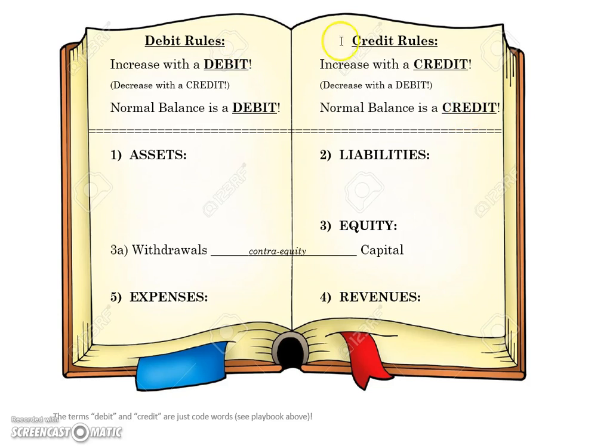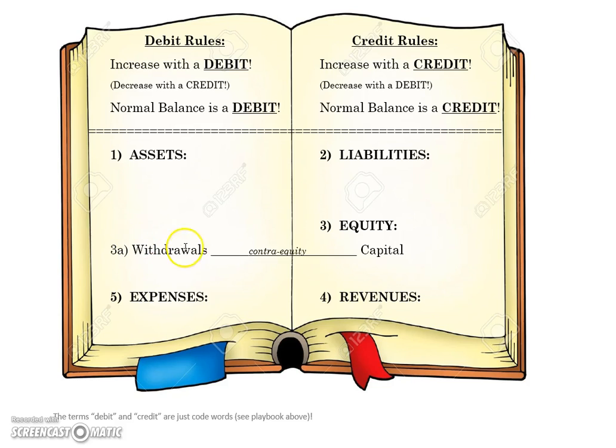Again, debits and credits are just code words for how we treat these accounts. Assets and expenses are debit accounts, whereas liabilities, equity, and revenues are credit balance accounts or credit accounts. If you follow these rules, you will always keep your accounting equation in balance.